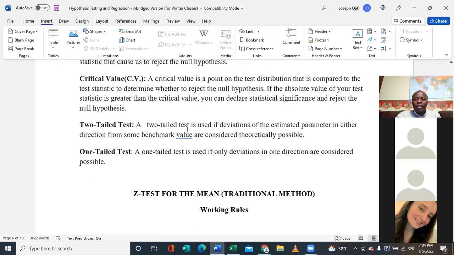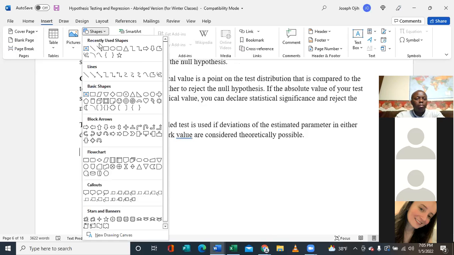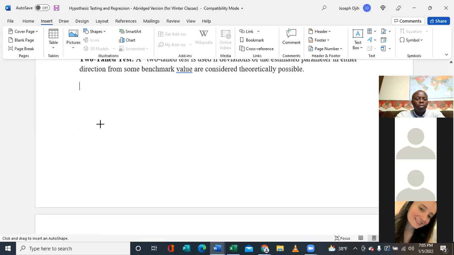Let's start. For the type of test, we have two-tailed tests and one-tailed tests. The diagram might illustrate it. This is a two-tailed test. I'll use a diagram. It goes like this.